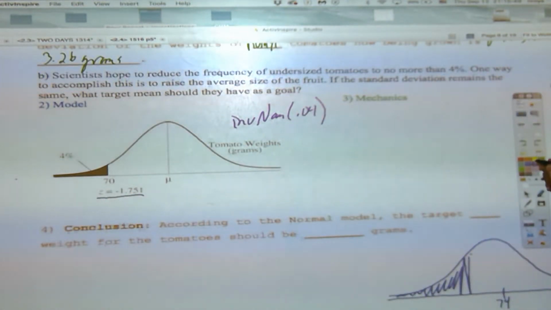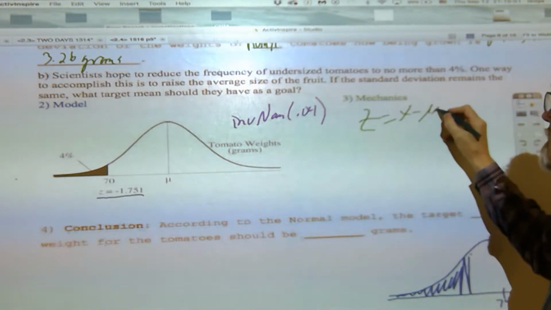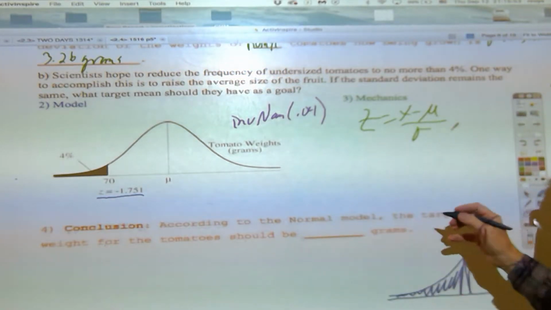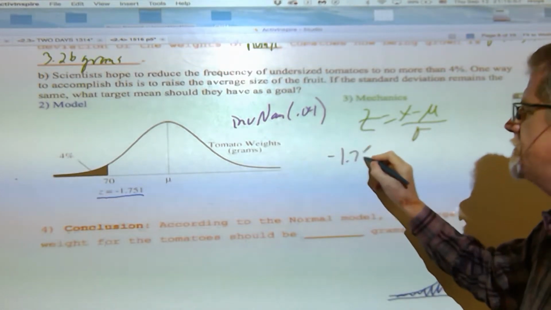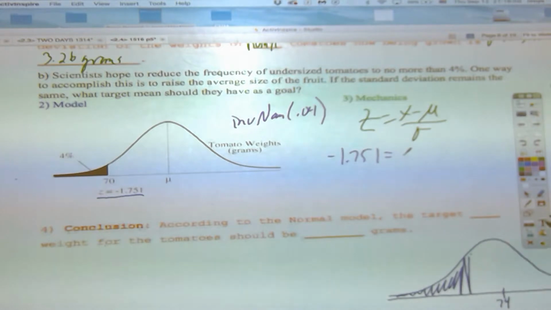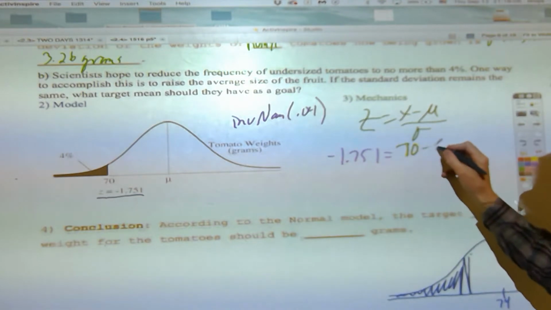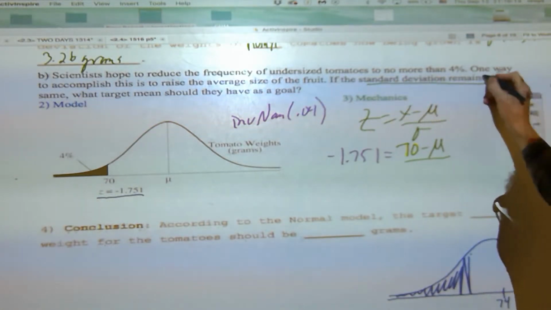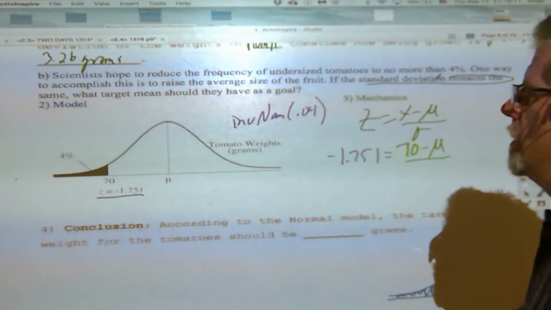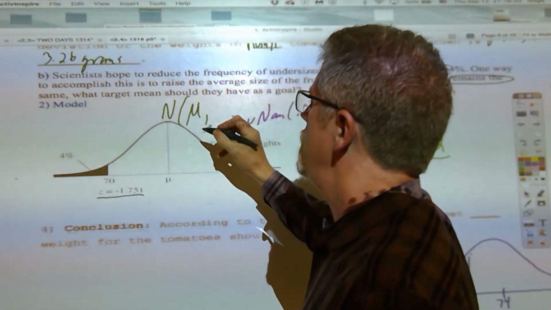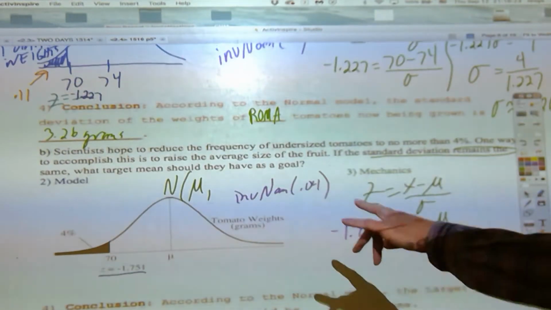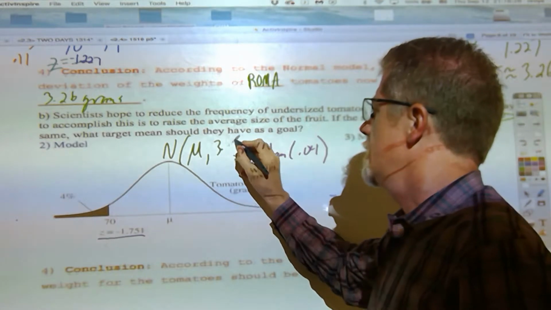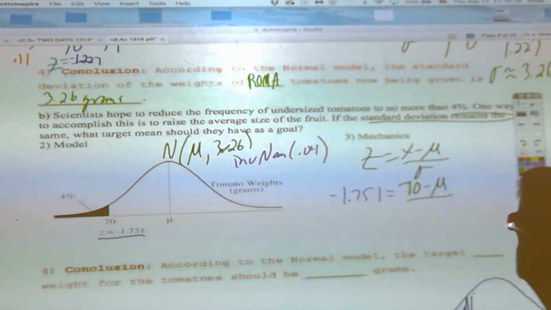So notice how the mechanics formula works. Z equals x minus mu over sigma. We just found the Z-score, negative 1.751. We know the cutoff. 70 is the cutoff for tomatoes that are too small. We don't know the mu value, but the sigma comes from the previous problem, if the standard deviation remains the same. So this is the normal model, unknown mu, but sigma is the same as what we found up here, which is 3.26. So we use the answer from part A to work part B.